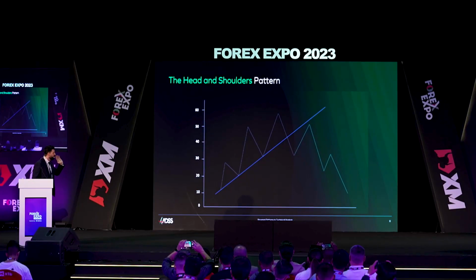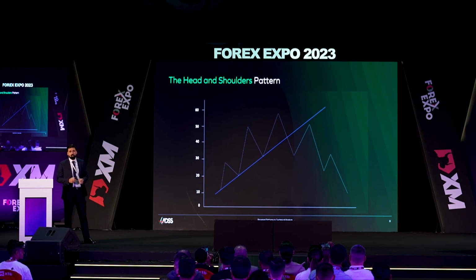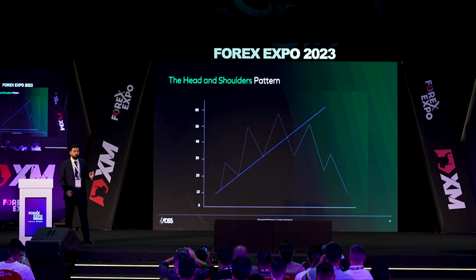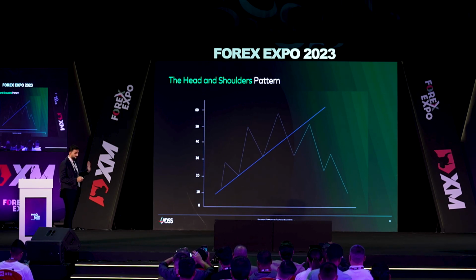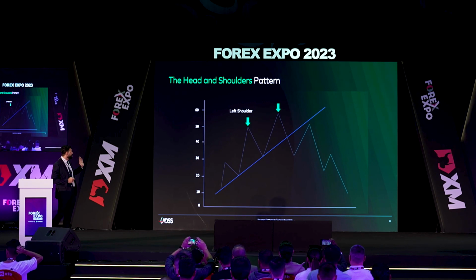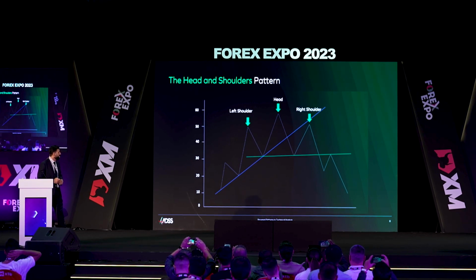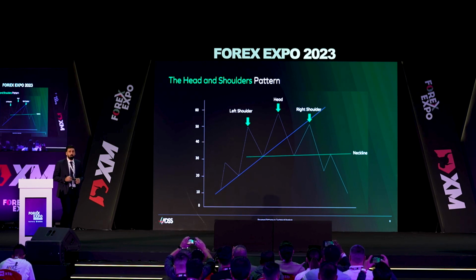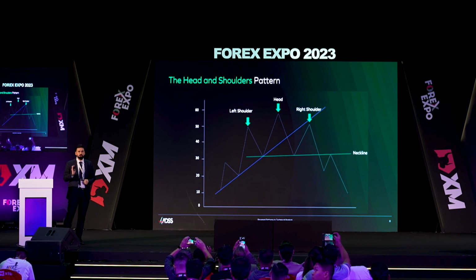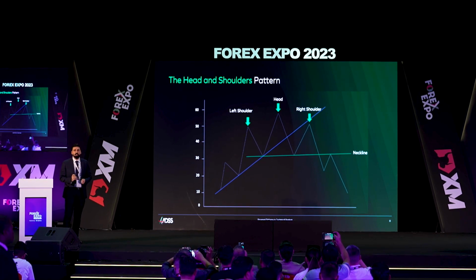So first of all, I need to look at the chart. I have to have an uptrend, because this pattern is a bearish pattern. So if I have an uptrend, I have to try to spot the left shoulder, the head, and the right shoulder. And then I have to draw the neckline. What is the importance of the neckline? The neckline helps me a lot in defining my exit and my entry points.